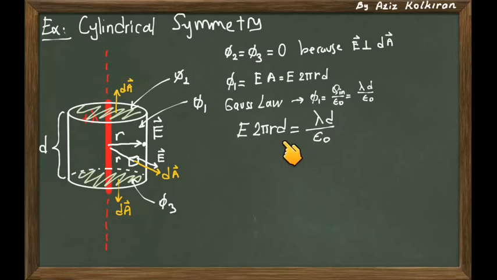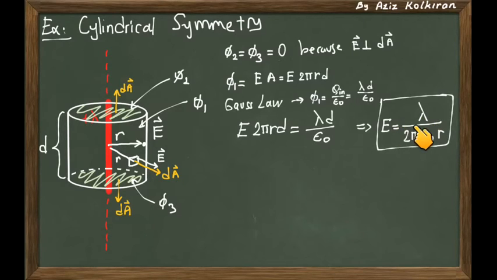And you can easily solve for E, having the electric field as the line charge density divided by 2 pi times epsilon 0 times r, which is the perpendicular distance of the charge density to the point in question. So as you see, when you go away from the source, the line charge, the electric field drops as 1 over r. And this is a 1 over r expression.